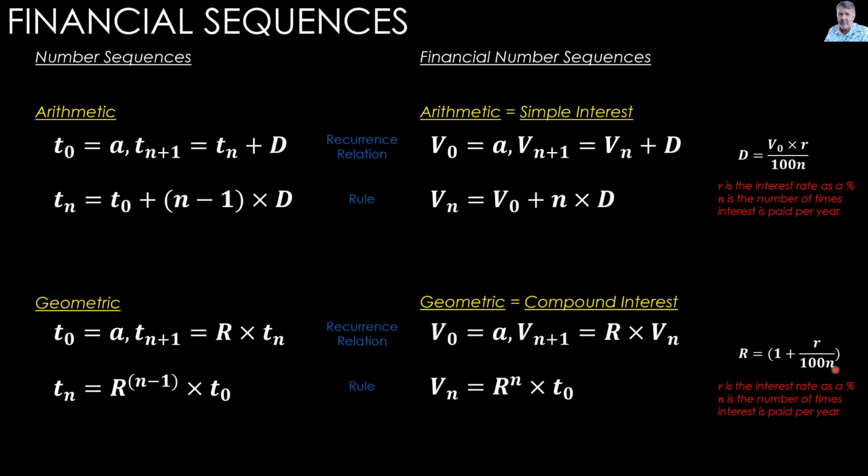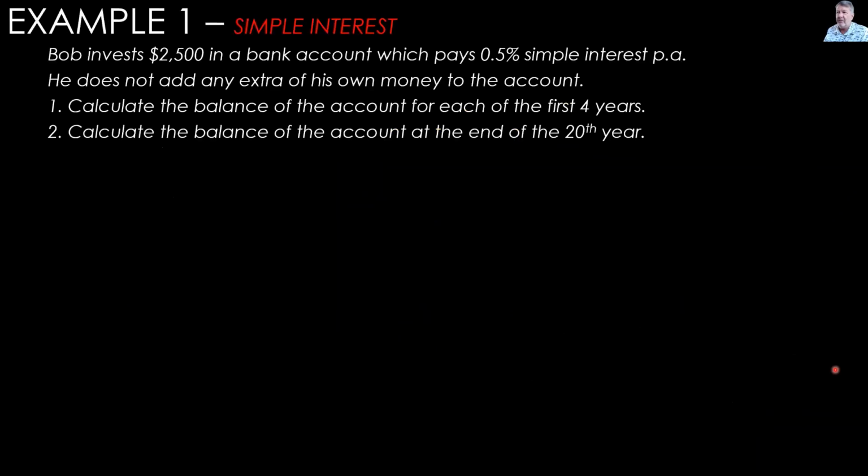Ready for some examples? We're going through two or three lots of examples. First one, simple interest. Good old Bob. Bob had $2,500 in a bank account, which pays 0.5% simple interest per annum. He doesn't have any money of his own. Calculate the balance of the account for each of the first 4 years and calculate the balance of the account at the end of the 20th year.